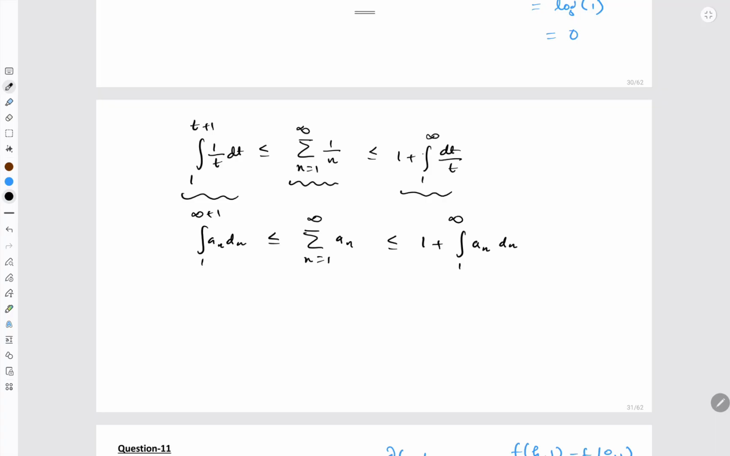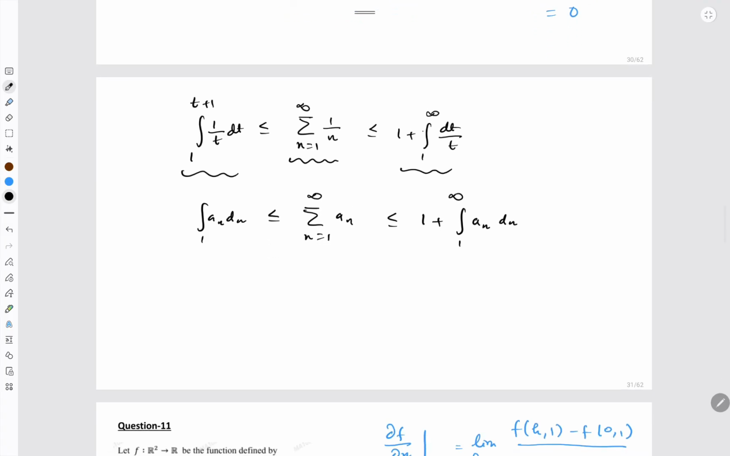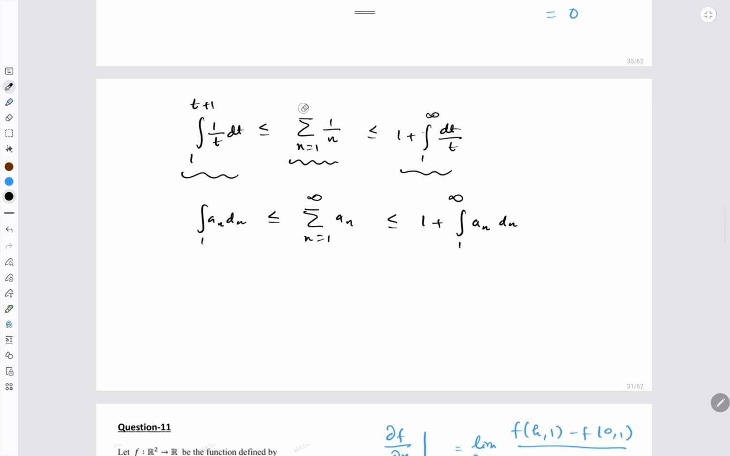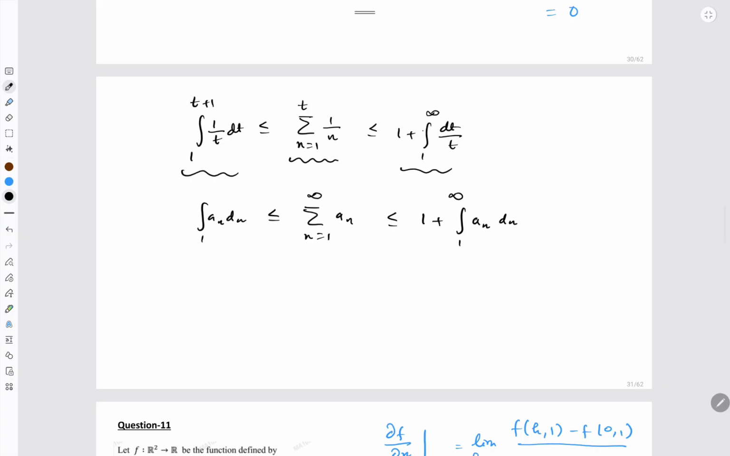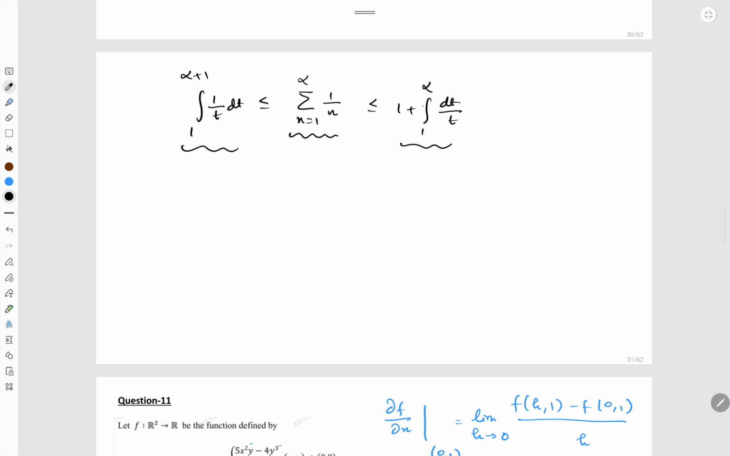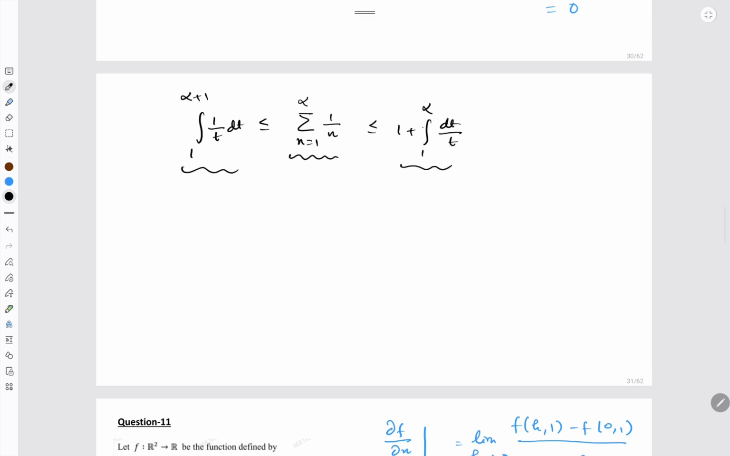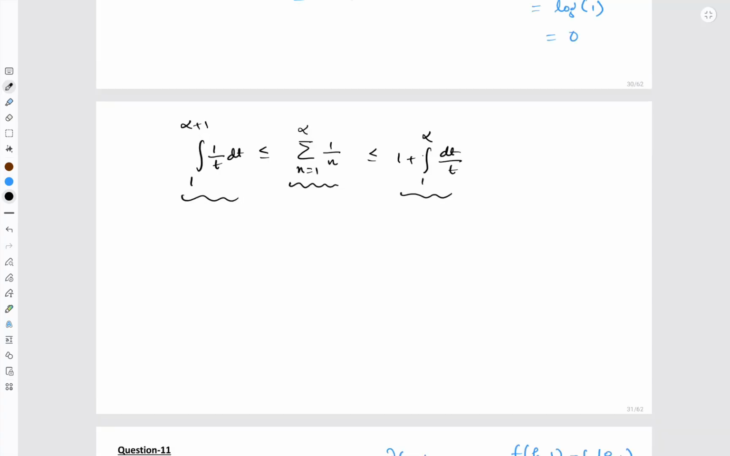Why this happens? Not infinity plus 1, basically you can take up to any term, up to t, up to let's say alpha, it can lie between those two terms. Why this happens? It happens due to a very good graphical reason. If you want to explore, you can explore otherwise, but I will not be discussing this here.